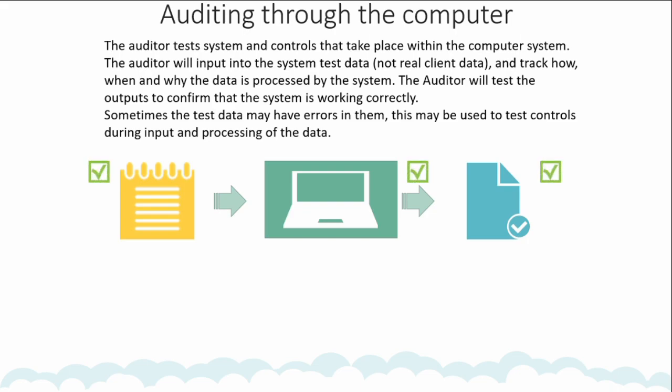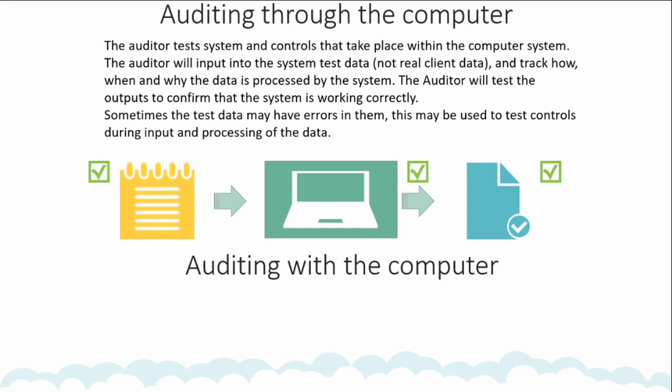This may include us using dummy input information. Dummy input information means that we create fake information that is not going to affect the client's system. We put it into the system, we look at how the system processes it, and then we look at what the outcome is. In this type of auditing, we receive much better audit evidence because we are testing the entire process.